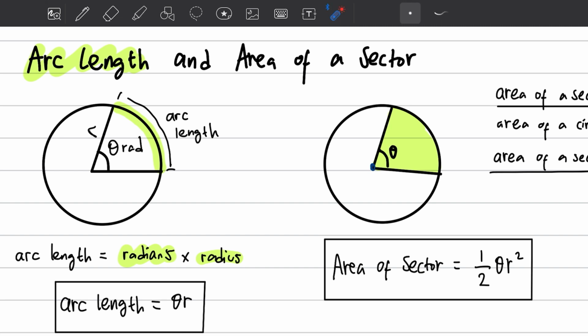It's very easy to memorize. Arc length equals radians times radius. The radius times the radian, you will get the arc length. The second formula, we can calculate the area of a sector created by an arc length.